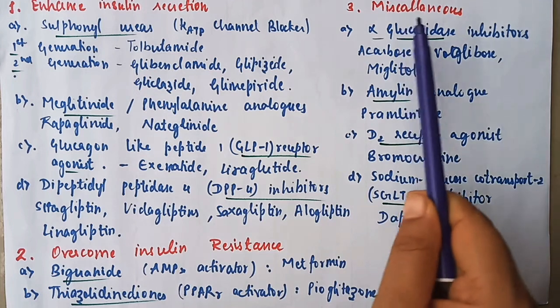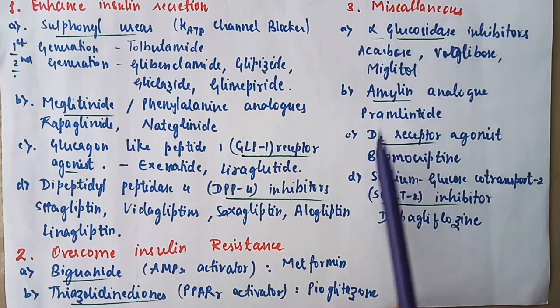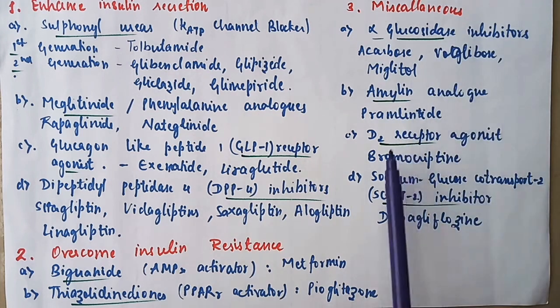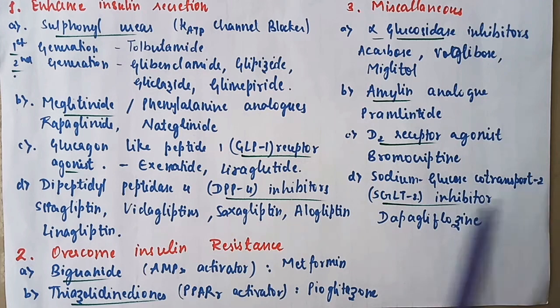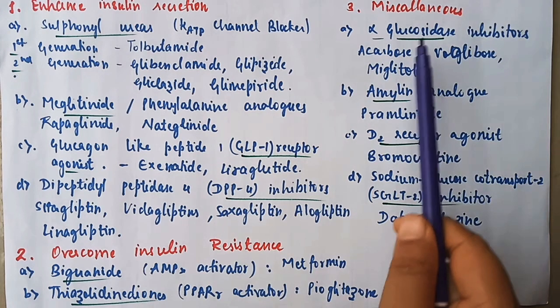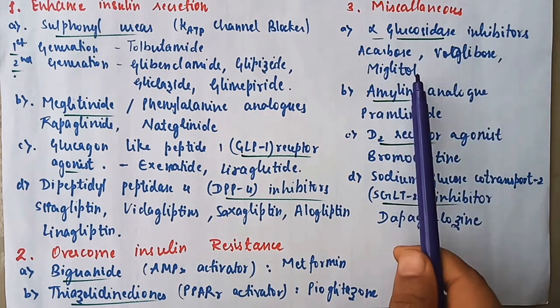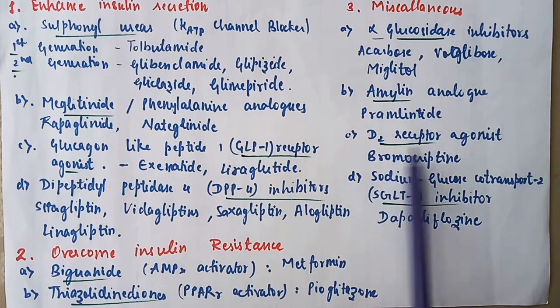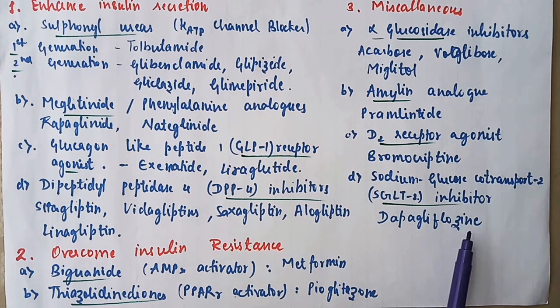Next class is the miscellaneous class. So this includes 4 categories: alpha glucosidase inhibitors, amylin analogs, D2 receptor agonists, and sodium glucose cotransporter 2 inhibitors. So this includes acarbose, voglibose, and miglitol, pramlintide in amylin analogs, and dopamine receptor agonists include bromocriptine, and SGLT2 inhibitors include dapagliflozin. So let's see the detailed mechanism of action of all of these drugs.